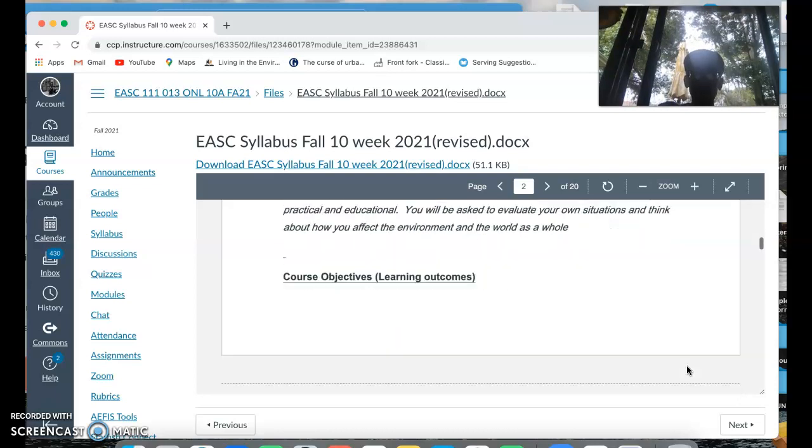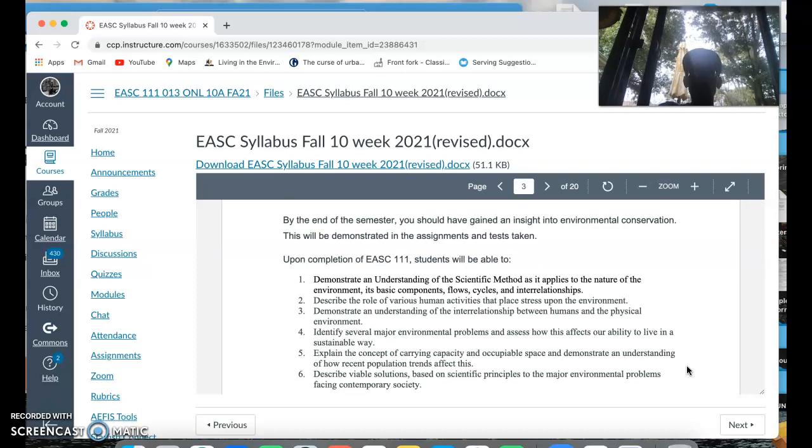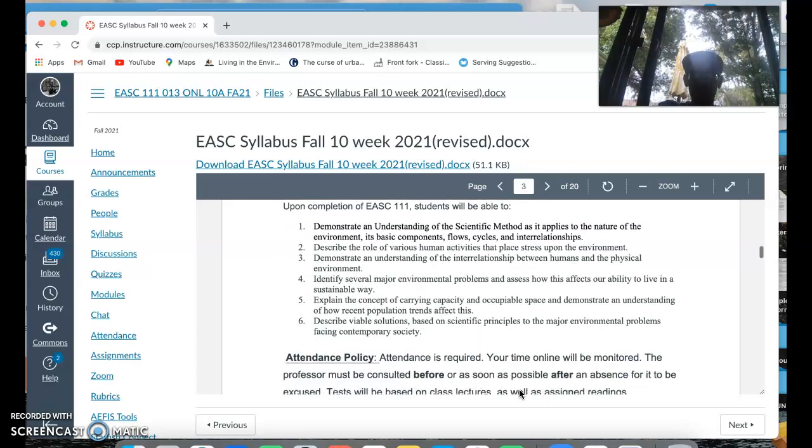And the objectives of the course: a basic understanding of the scientific method. Also, an ability to describe the human activities that place stress upon the environment and understanding our relationship with that environment. We'll identify several major environmental problems, explain the concept of carrying capacity and occupiable space as we look at population, and some possible solutions to the environmental problems that we're facing.